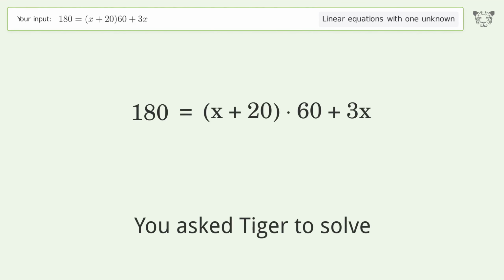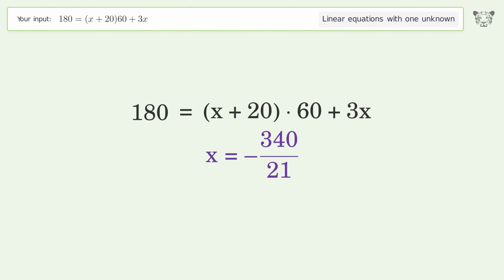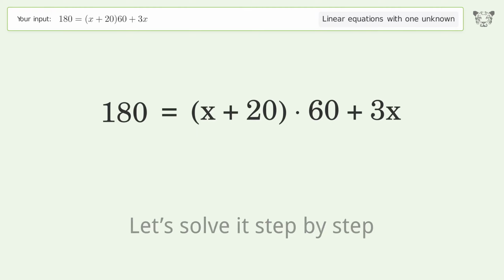You ask Tiger to solve this. It deals with linear equations with one unknown. The final result is x equals negative 340 over 21. Let's solve it step by step.